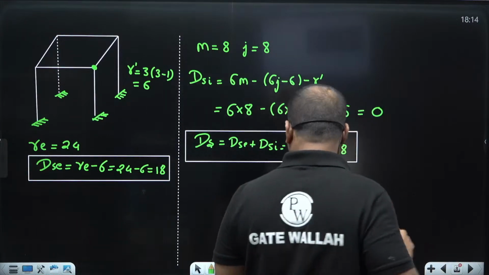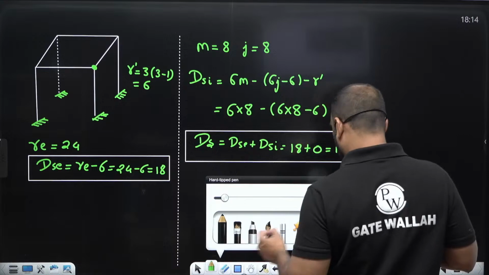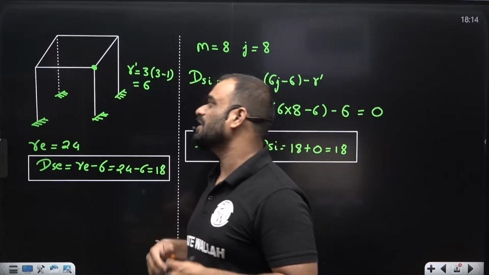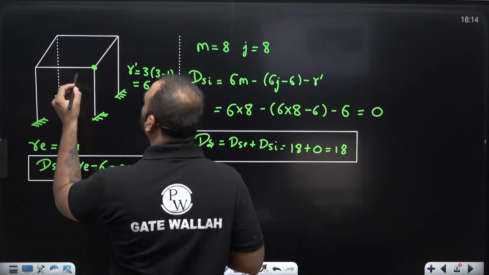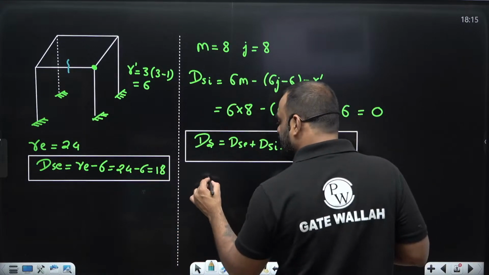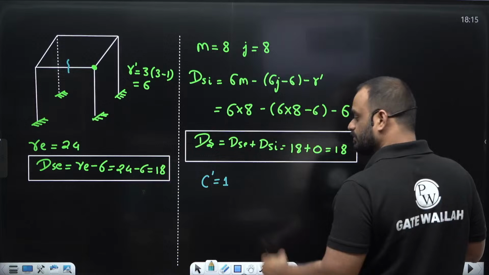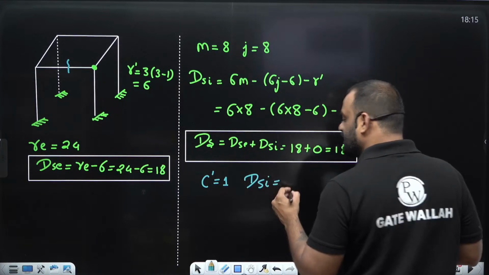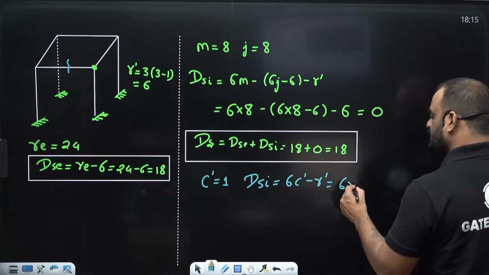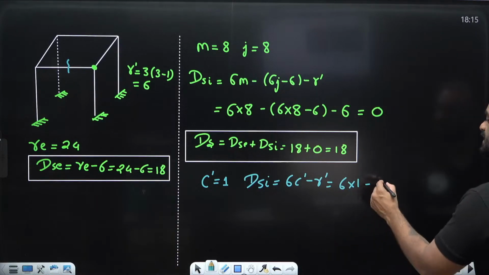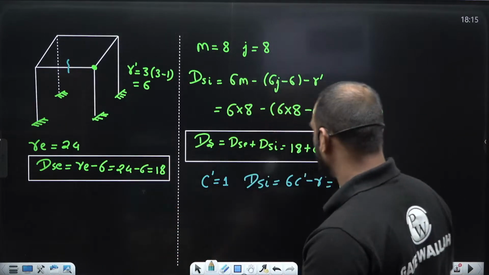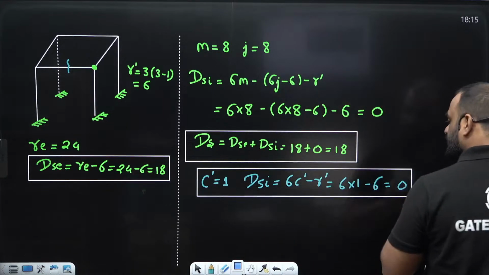Now if I use the formula for the number of cuts required to make this structure open, how many cuts do I need? Only a single cut is required. So C dash is equal to 1. Then DSI is equal to 6c dash minus r dash. With 1 cut and 6 reaction releases, 6 minus 6 is equal to 0. Again, we are getting the same answer.